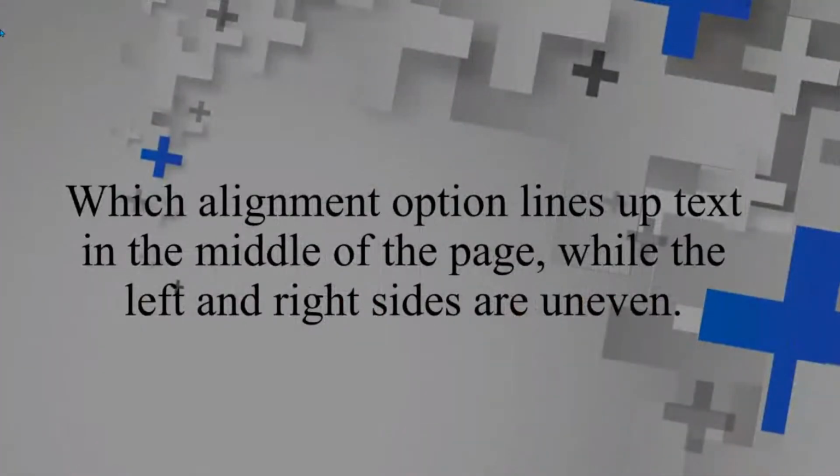Moving right along, which alignment option lines up text in the middle of the page while the left and right sides are uneven? So the left side and the right side, they are both uneven, but the text is in the middle of the page. What's the name of that alignment option?